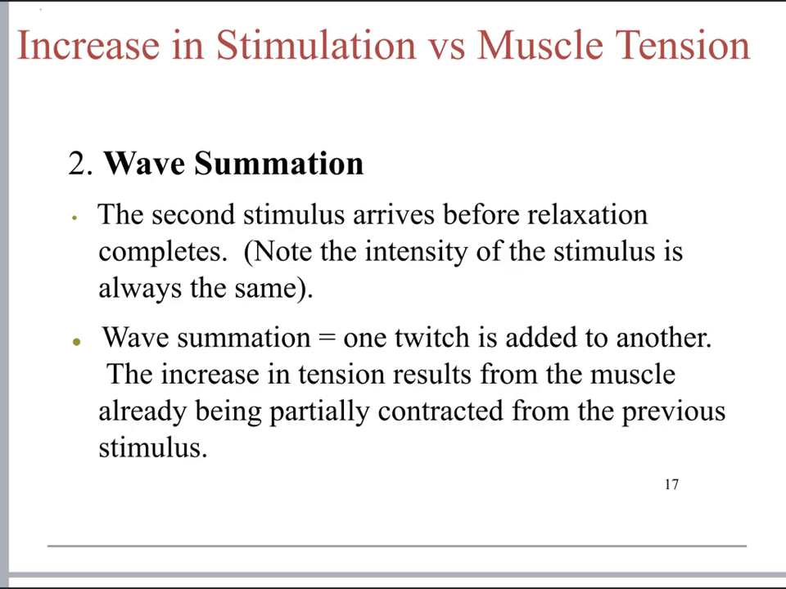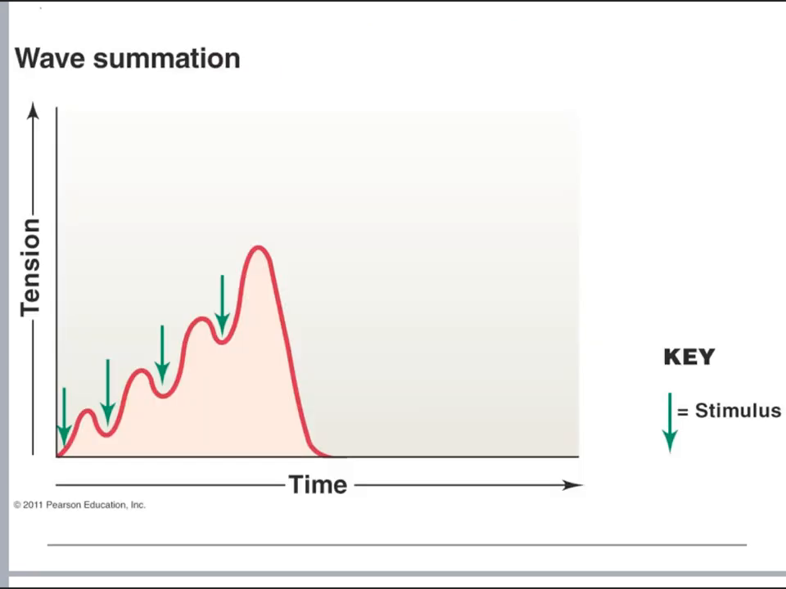So let's look at the graph on the next slide. Now what we see here is this massive increase in tension. How? Well, we latent, we contract, we relax, and before we're allowed to relax away, boom, another stimulus comes. We run that cycle again, boom, another stimulus comes.